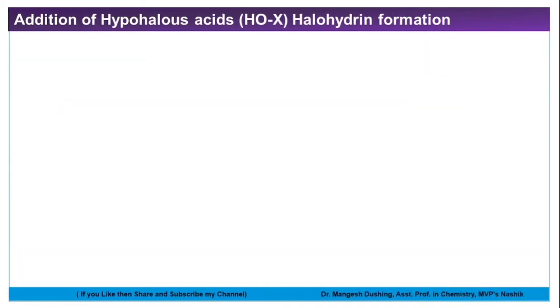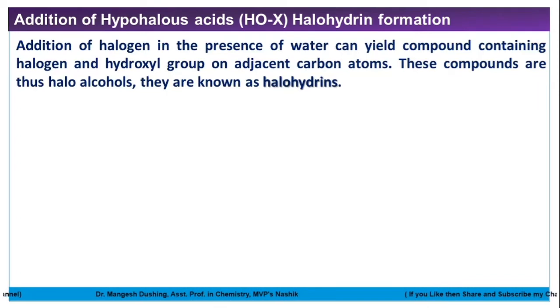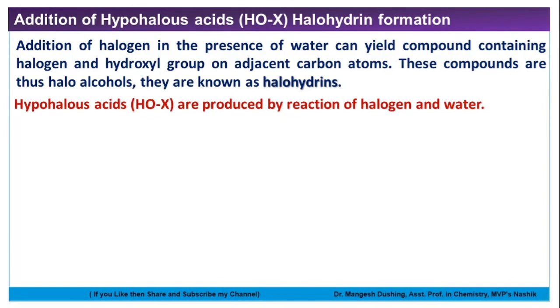Friends, now we will see the addition of hypohalous acid, that is HOX, where X is a halogen, which forms halohydrin. Friends, addition of halogen in presence of water can give a compound containing halogen and a hydroxyl group on adjacent carbon atoms, and these compounds are called haloalcohols, also known as halohydrins. Hypohalous acid, that is HOX, is produced by the reaction of halogen and water.